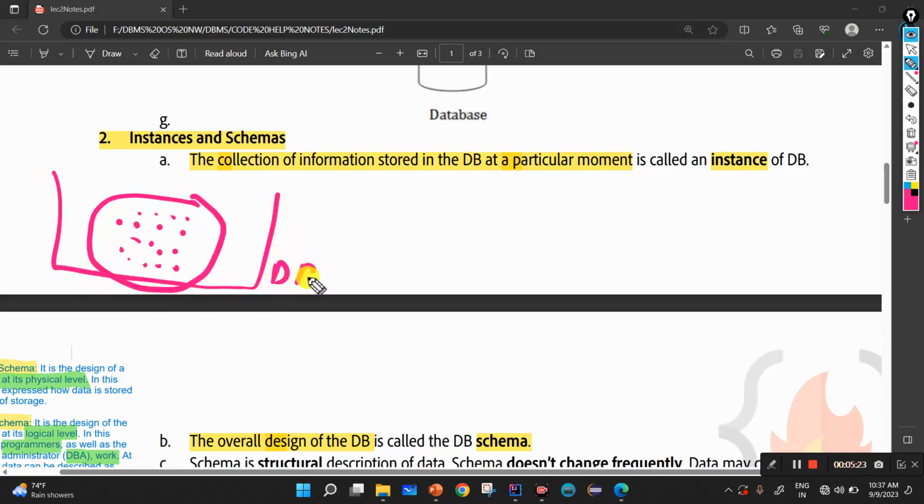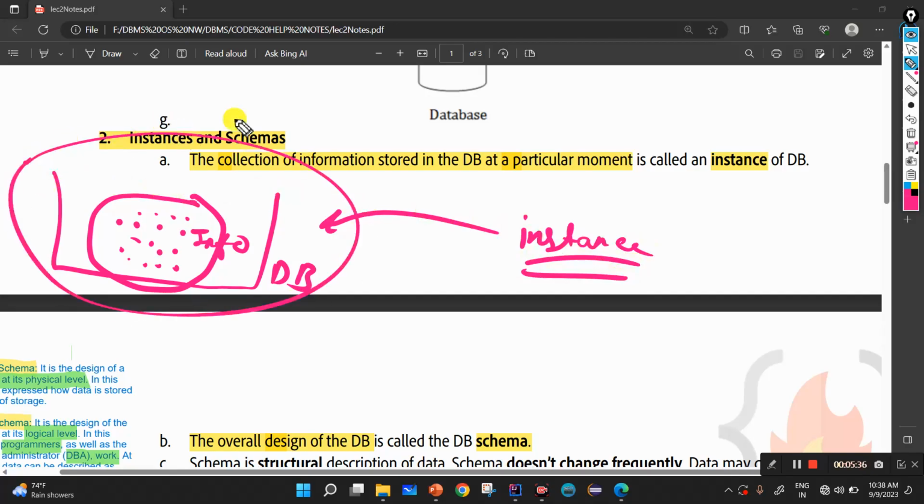This is our DB. This is our information. So the collection of information in the DB at a particular instance, at a particular moment, is called our instance. So this overall thing is an instance. The information that is in the DB at a particular moment is our instance. Got the point?